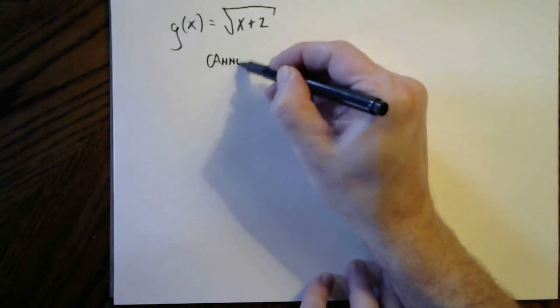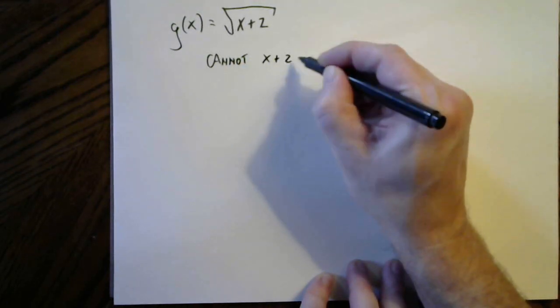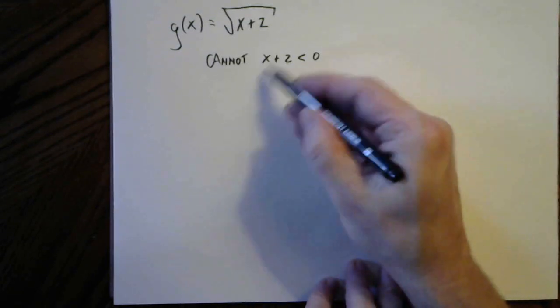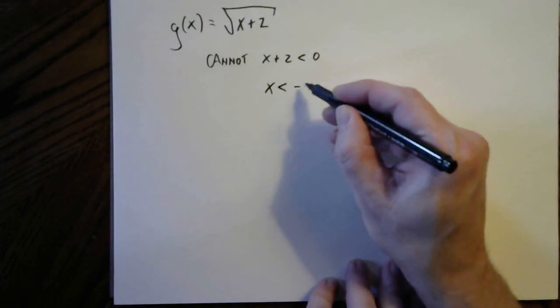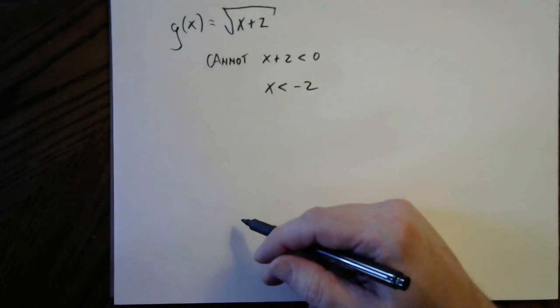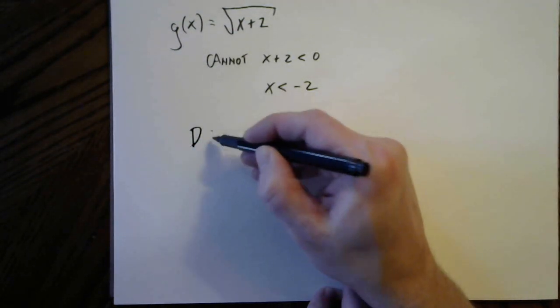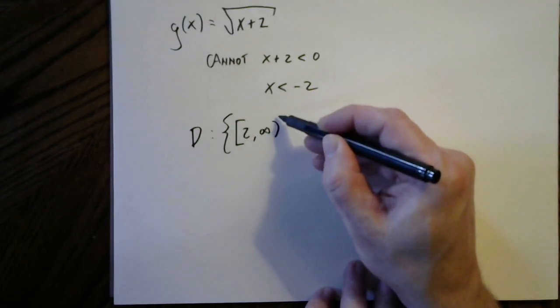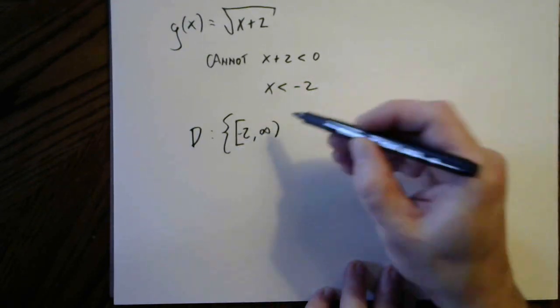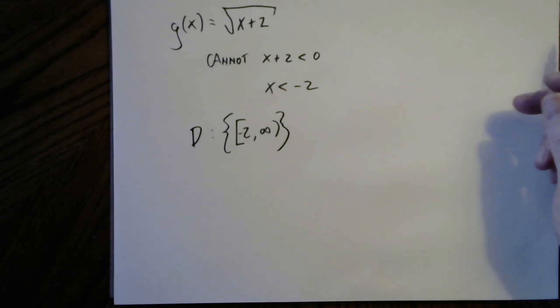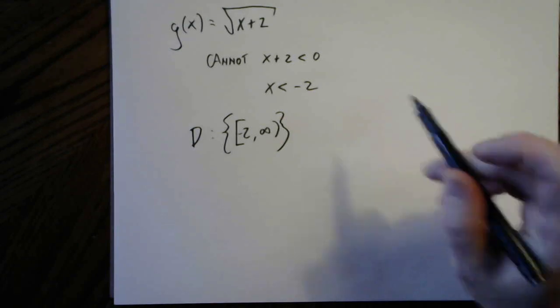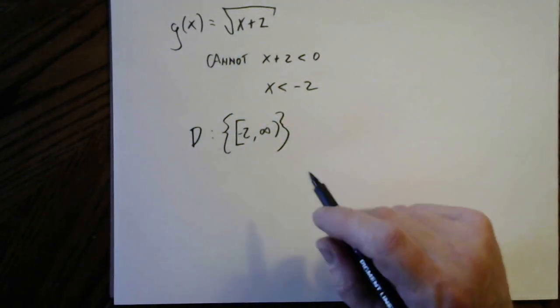In other words, mathematically speaking, it can't be less than 0. That's negative, right? Well, again, this is a little inequality. So x cannot be less than negative 2. In other words, x can be, and this is inclusive, negative 2 to infinity. Can't be less than negative 2, so it can be negative 2 and up. Why? Because if I'm less than negative 2, I got a negative under the root. It's no good.